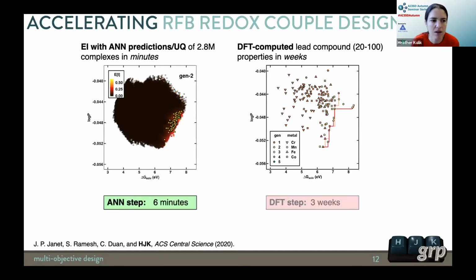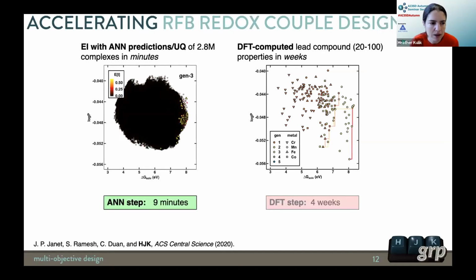So we go back to the neural net and ask it again, what do you think of this space? And after another few minutes, we can see that the front has shifted and the EI score has shifted. And this time we do a lot better. We get a lot of new points. And that's after another week with DFT. We go back to the neural net for another few minutes. DFT again, neural net for another few minutes.